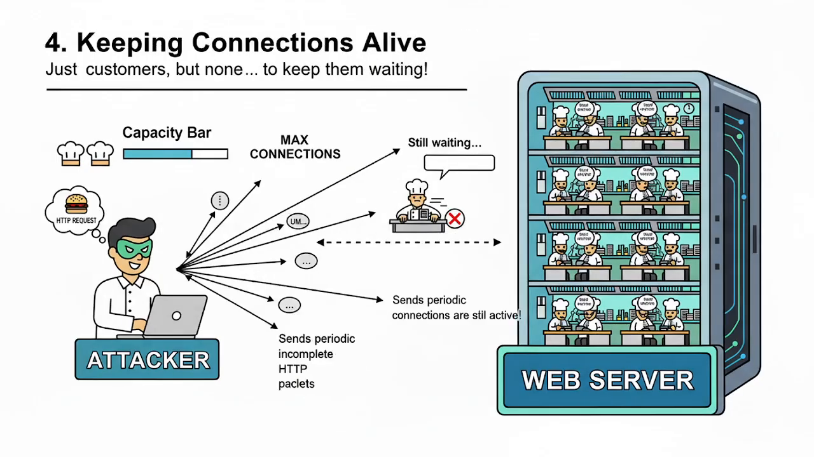The last step: keeping connections alive. The cleverness of the Slowloris attack lies not just in opening connections, but in relentlessly keeping them alive, perpetually tying up server resources. Our attacker continuously sends periodic incomplete HTTP packets. These aren't new full requests, but just enough data to signal to the server that the connection is still active and the client is still thinking about their order.